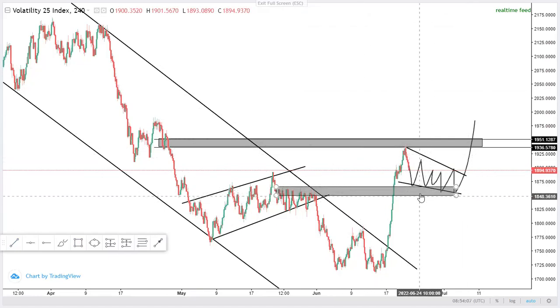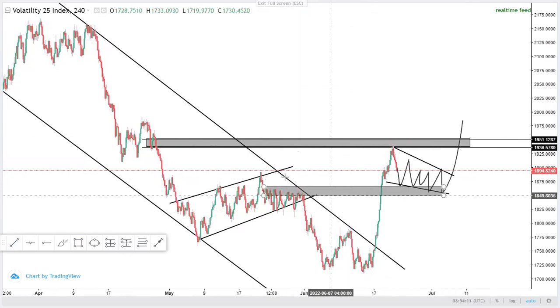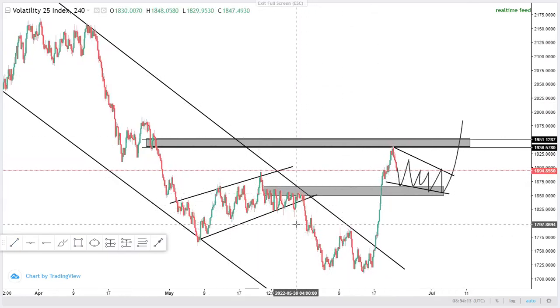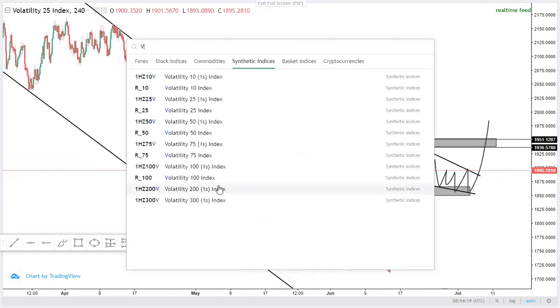It's going to correct now and then continue pushing to the upside because we're outside of the channel. We're outside of the channel for now. So right now, let's look at another pair, which is VIX 25.